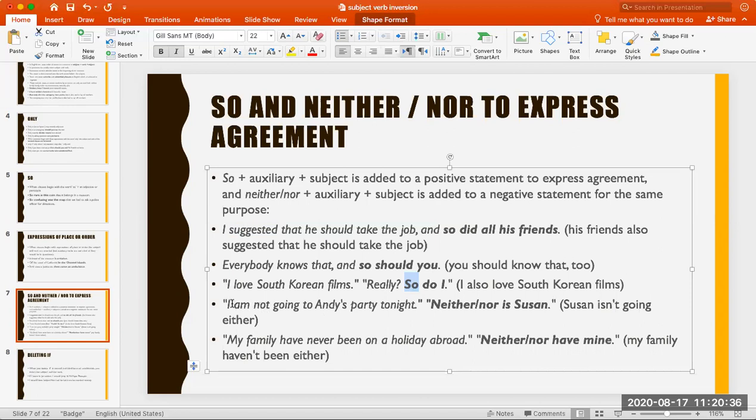In a negative form, you use neither. I am not going to Andy's party tonight. Neither is Susan, or neither am I. My family have never been on a holiday abroad. Neither have mine.